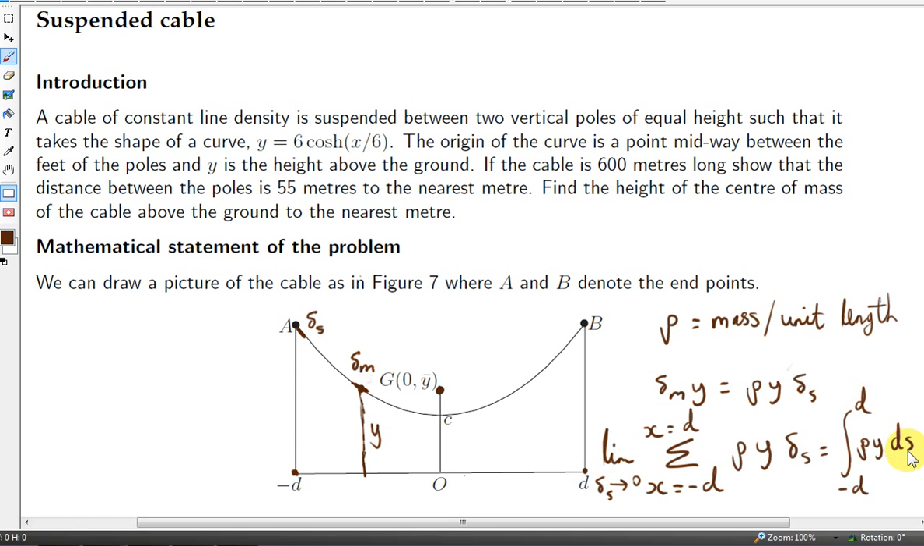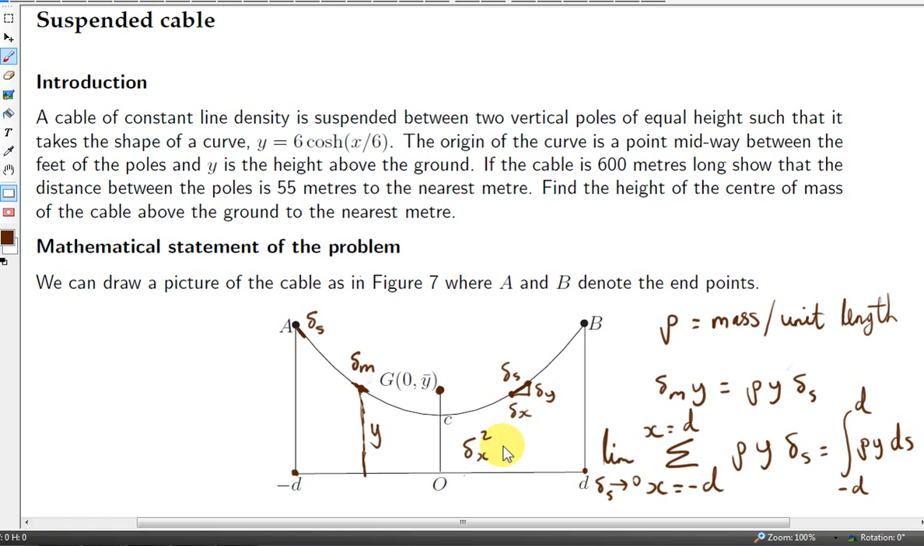Now in previous videos we saw the connection between delta s and delta x and delta y by considering this right angle triangle. So delta s is the distance along the cable between these 2 points that are very close together. Delta x is the horizontal distance between them, delta y is the vertical distance. And to a very good approximation, as delta s goes to 0, the straight line distance between these 2 points is equal to the distance along the curve.